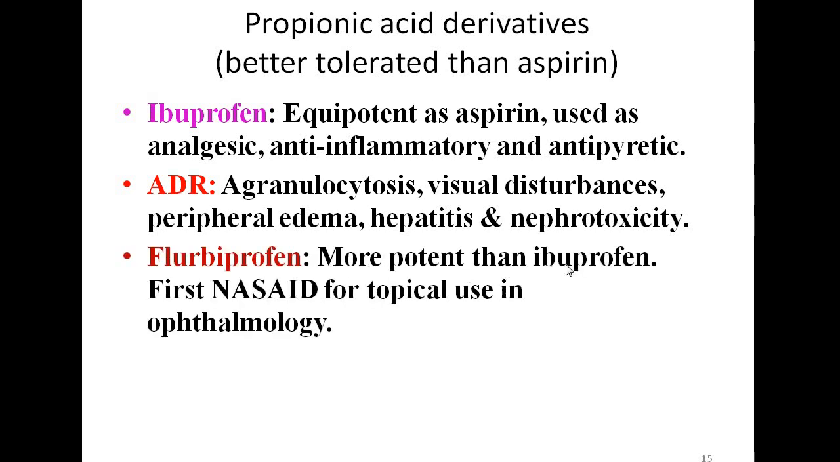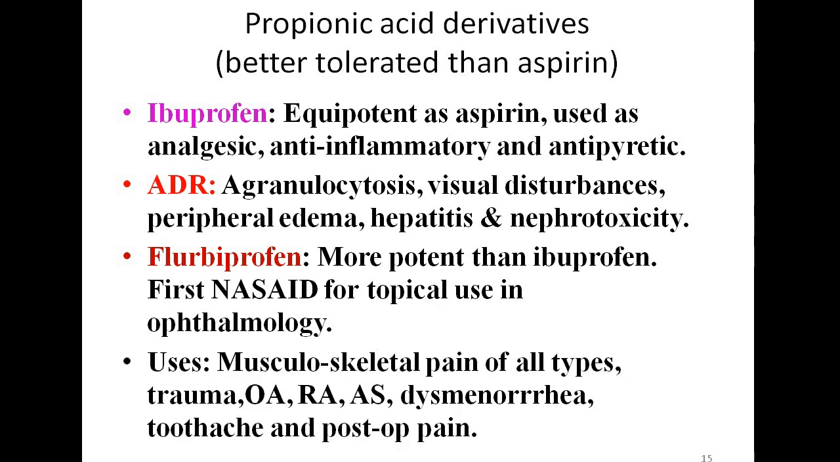Flurbiprofen is more potent than ibuprofen, and flurbiprofen was the first non-steroidal anti-inflammatory drug for use in ophthalmology. Ibuprofen and flurbiprofen are used for musculoskeletal pain of all types, pain associated with trauma, osteoarthritis, rheumatoid arthritis, ankylosing spondylitis, dysmenorrhea, toothache and post-operative pain.